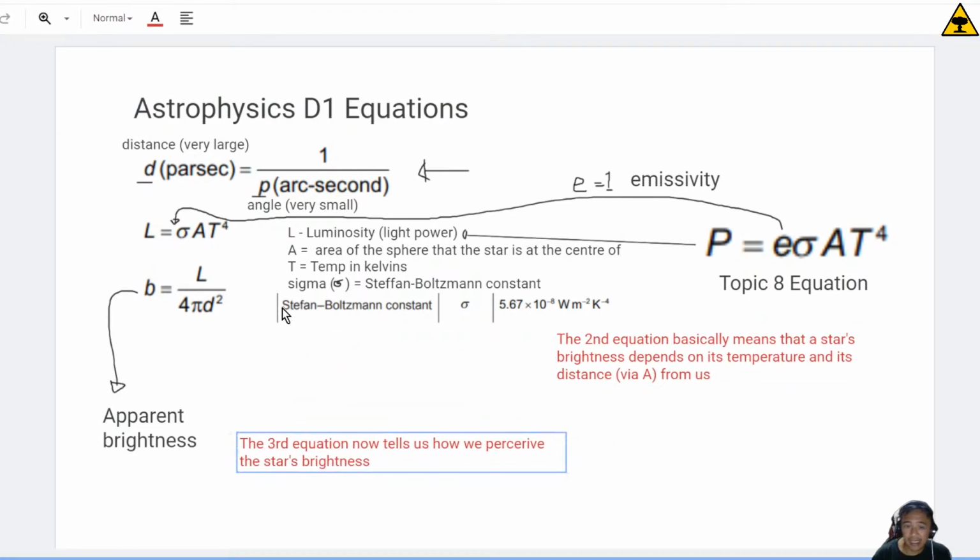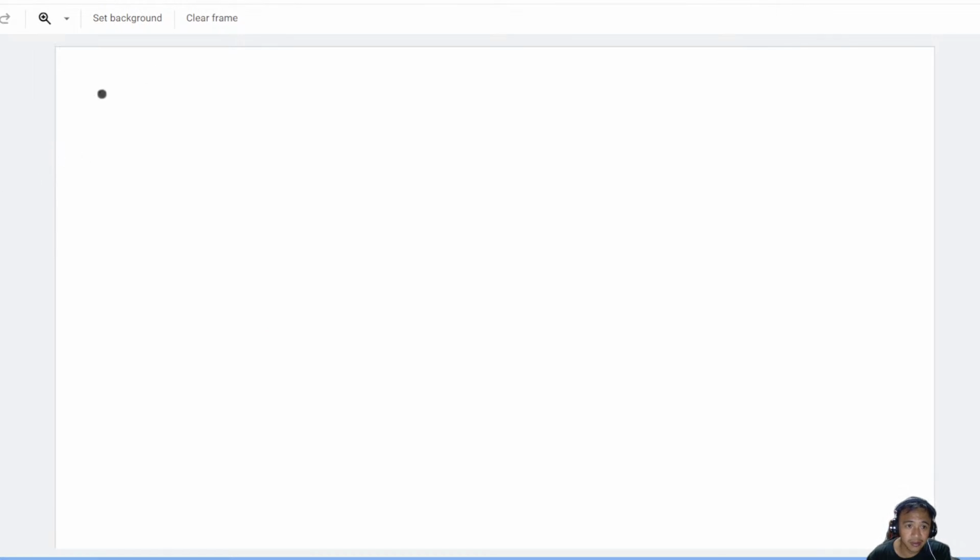All right, so I'll give you an example first. Let's try to explain the first one, the parsec equation. The d in parsec equals this. I'm going to ask you to do something in a calculator. So d equals 1 over p in arc seconds, right?